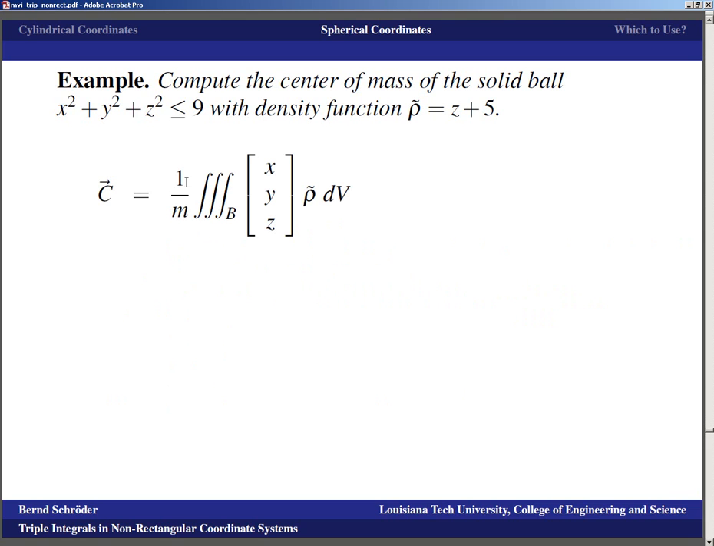So, what else do we know? We know that the center of mass is 1 over m times the triple integral over whatever the region is of the position vector xyz multiplied with the density function dV. So that would be here 1 over m times the triple integral over the volume of the position vector xyz times the density function z plus 5 dV. If I integrate over something that is symmetric with respect to the origin, and z plus 5 times x is a multiple of x, if I integrate a multiple of x over a ball, I will get 0 in the first component.